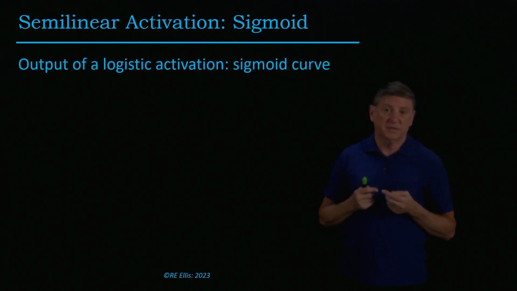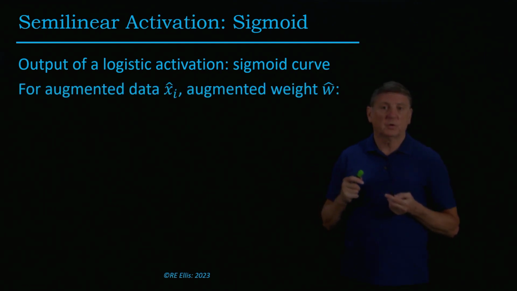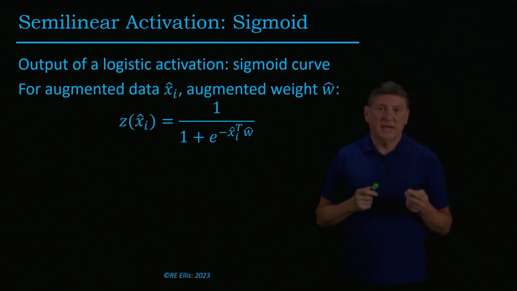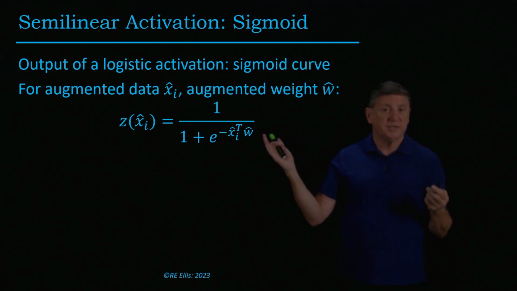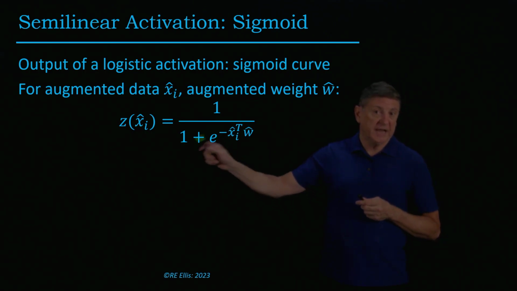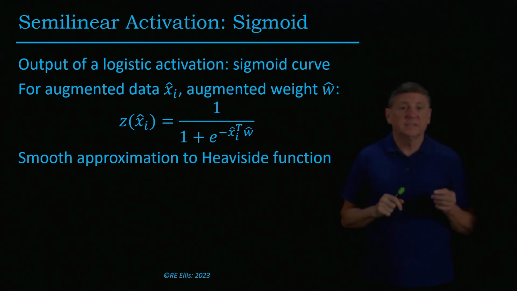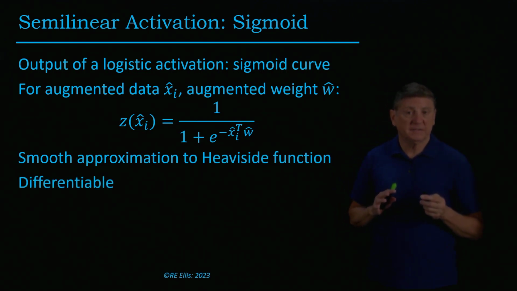So semilinear activation is often called the sigmoid activation function or the logistic activation function. It's called a sigmoid because it has an S shape. And for our augmented data and weight vector, the computation of it is this. We take the pseudo distance, negate it, exponentiate it, add 1, and then divide that into 1. And this is a smooth approximation to the Heaviside function.